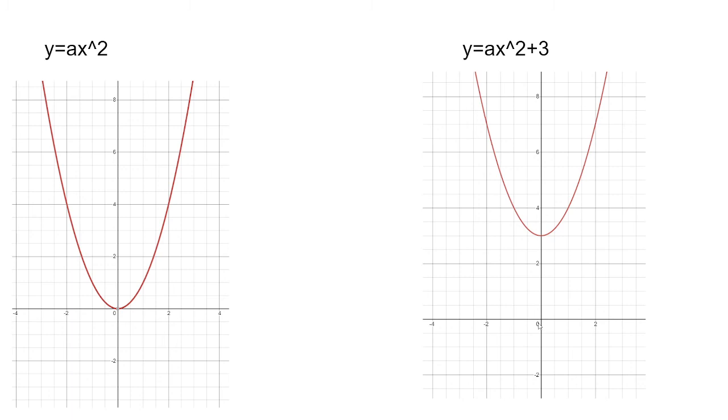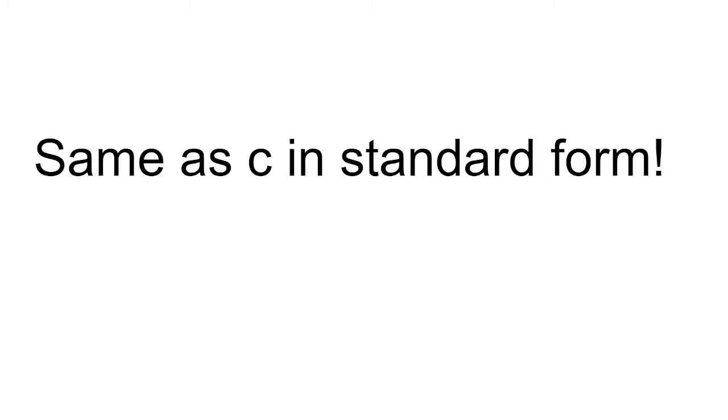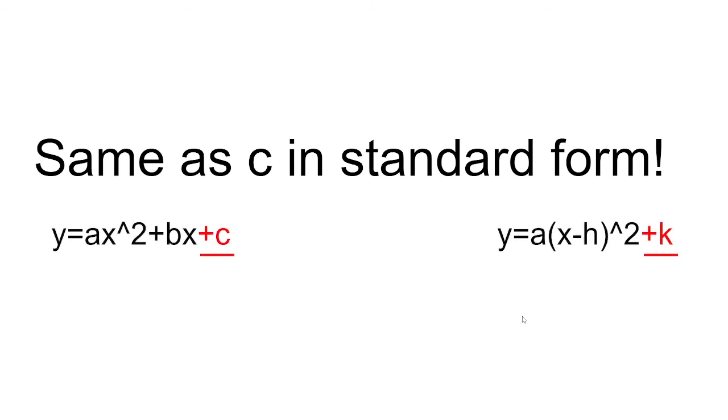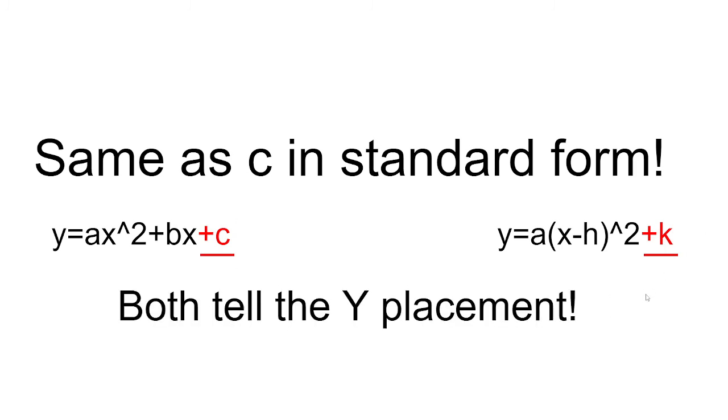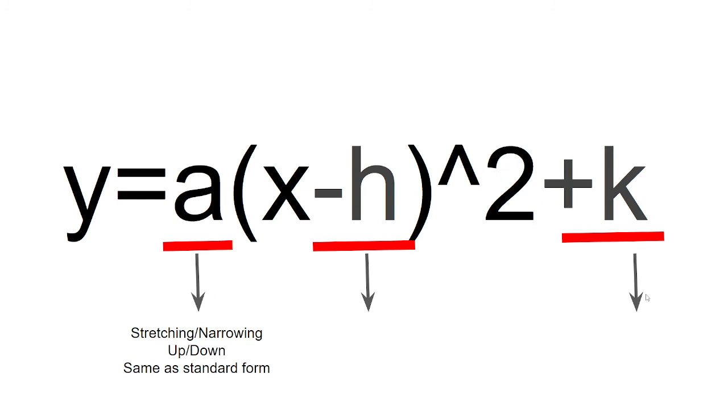The plus k is the y placement. It's just like the plus c. It's the same exact thing as c in standard form. These two are the same exact thing. They both tell the y placement. Alright, now let's see what we got here. We got a, which tells if you stretch or narrow, and it tells us up or down. It's the same exact thing as standard form. It tells the y placement, also the same thing as standard form.